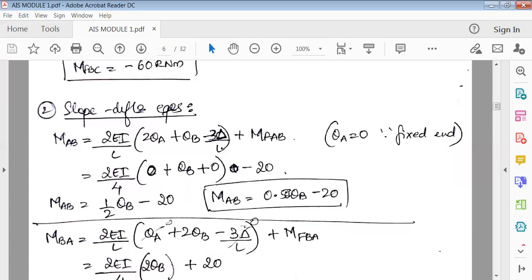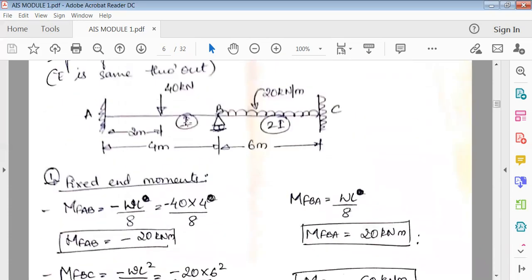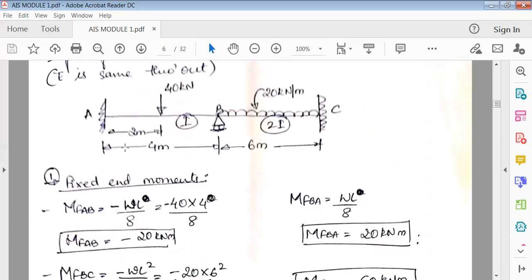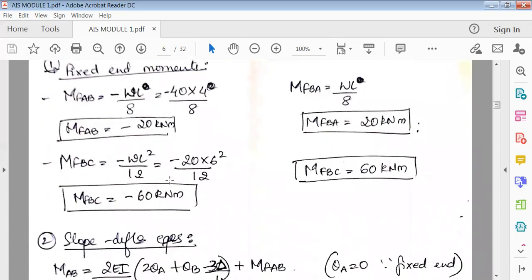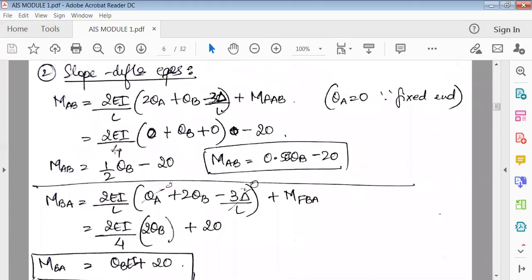So 2EI. In the AB span, I is only I, so we'll write 2EI by L. The length of AB is 4, so we'll write the length L as 4.